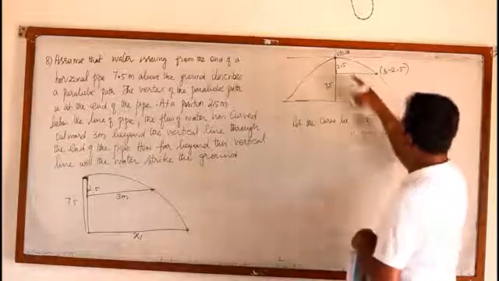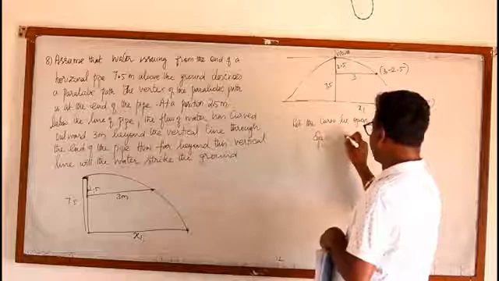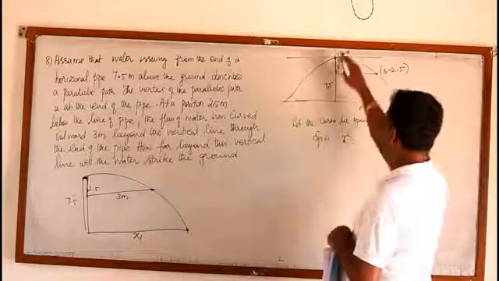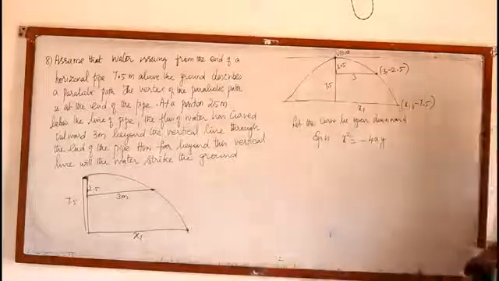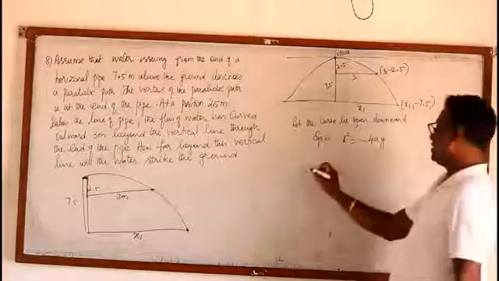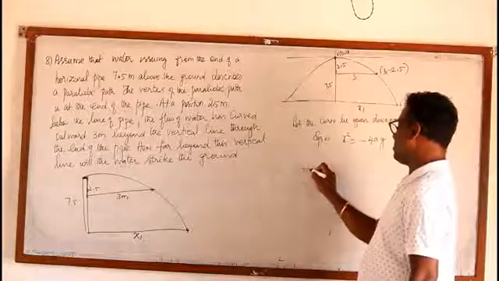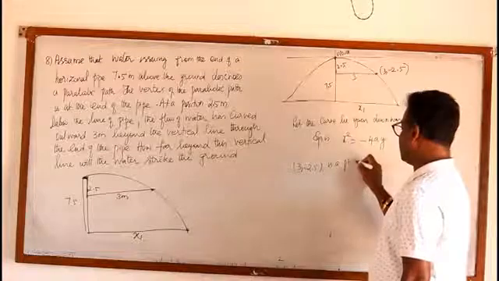So it is symmetric about the y-axis. Therefore, the equation is x square, but downward, so minus 4ay. So this is the equation of the parabola. Now this is the known point. So let me take the known point. Now (3, -2.5) is a point on the curve.